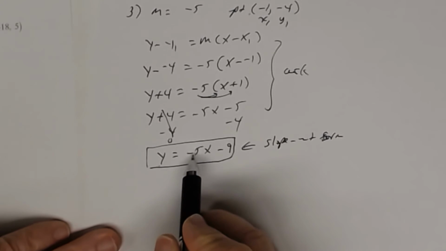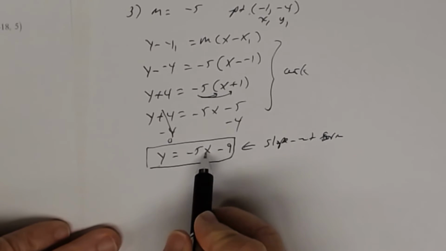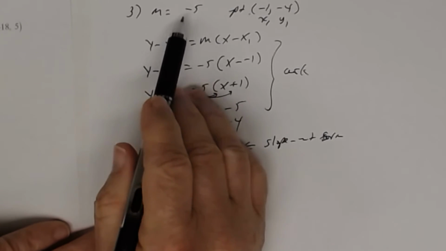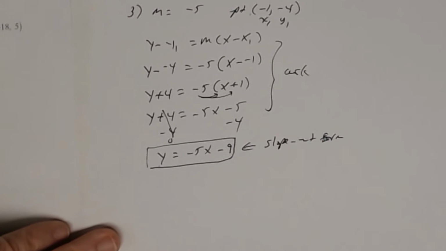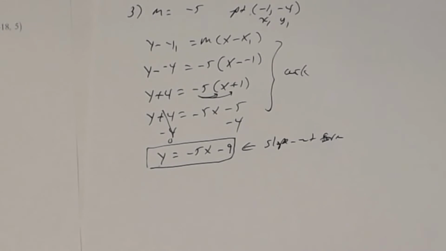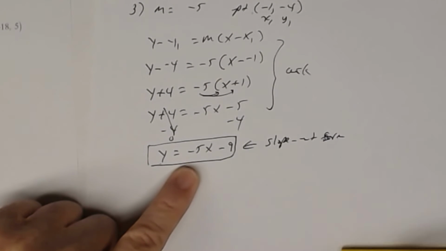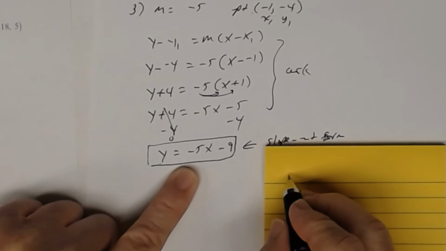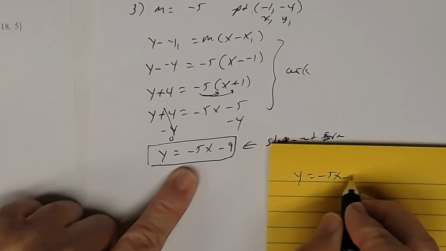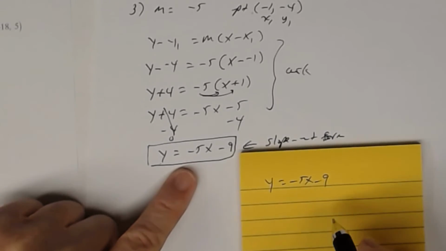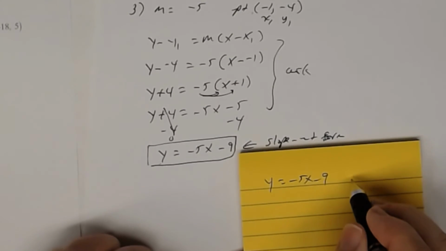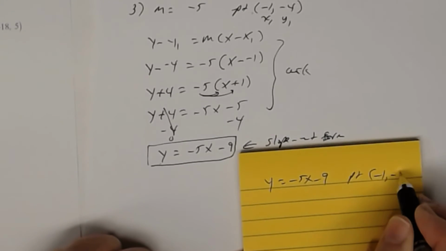Verify that when you get in slope-intercept form, the coefficient of x is indeed the slope, and it is. So just like we did in the previous problem, if you want to, you can check to see if this is correct. My equation of that line is y equals -5x minus 9, right? So that means this point better be on that line, the point -1, -4.